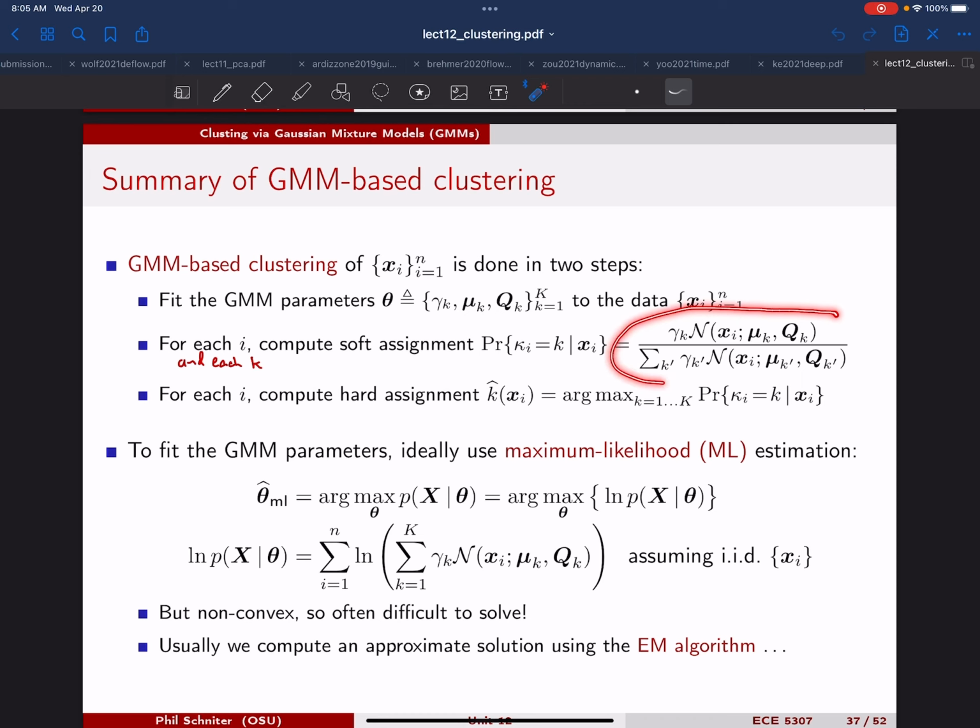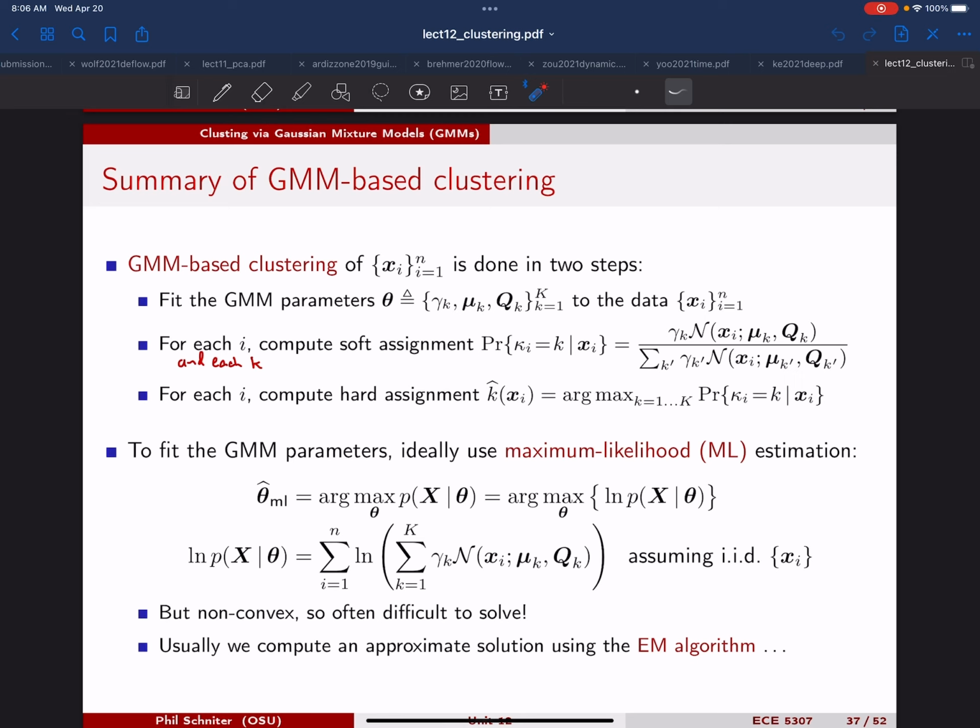So essentially, we just plug into all the different k's and all the different i's, and we can come up with a big matrix of probabilities. And then for each i, we search over the different k's to find which is the most probable kappa, the most probable cluster assignment for every i. And that gives us the clustering in the end that we want.